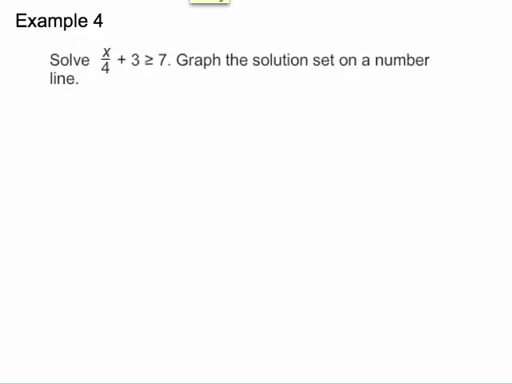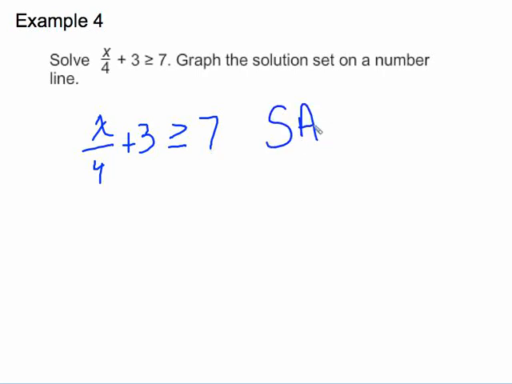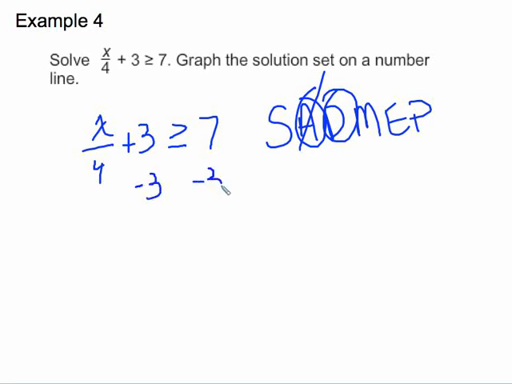Alright, let's try one more example before we get to the problem of the day. X over 4 plus 3 is greater than or equal to 7. Again, we're going to SAD map here. I see that I have addition and division, so I'm going to undo my addition first, subtract 3 on each side. That gives me x divided by 4 is greater than or equal to 7.